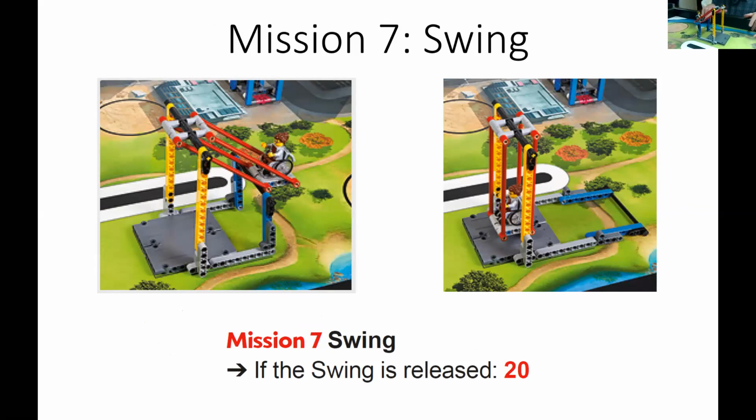So Mission 7, it sets up like this. The wheelchair is on the swing body. This little thing here lifts up. So you pull it back, set that up. And if the swing is released, they get 20 points. So boom, there's 20 points.